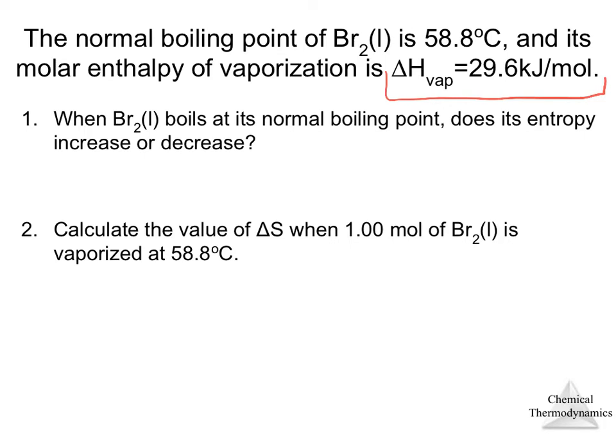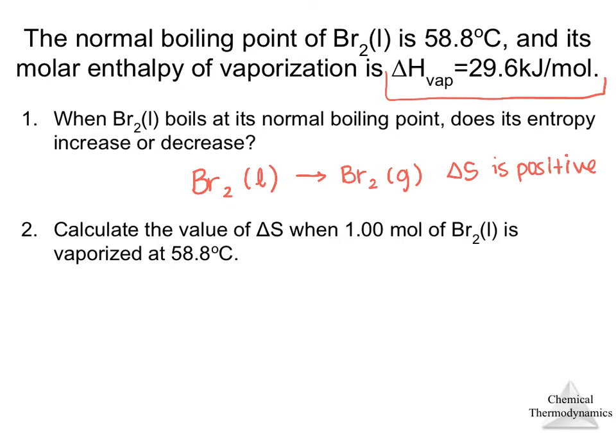Okay, so we have to think about what's happening to the bromine. So we're starting with liquid bromine, and boiling happens because a gas is forming. So it is becoming bromine gas. So we're going from a liquid to a gas, which tells me that entropy increases. So delta S is positive.